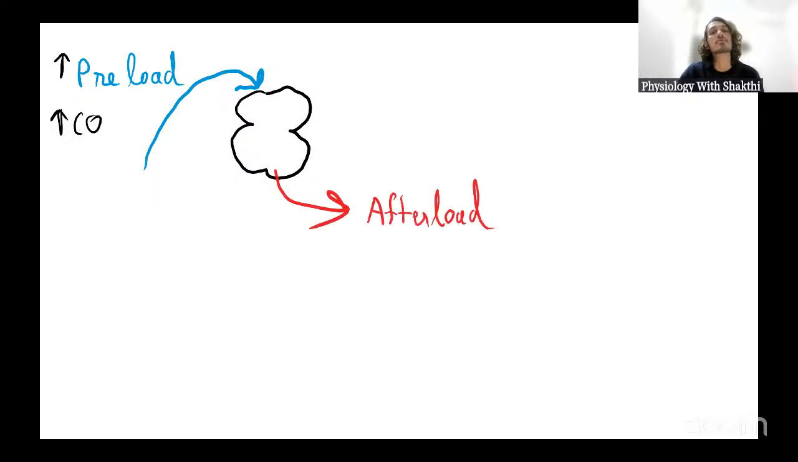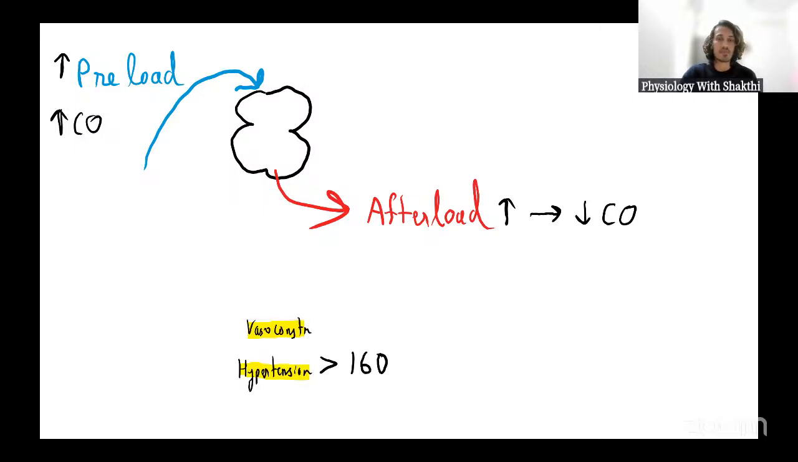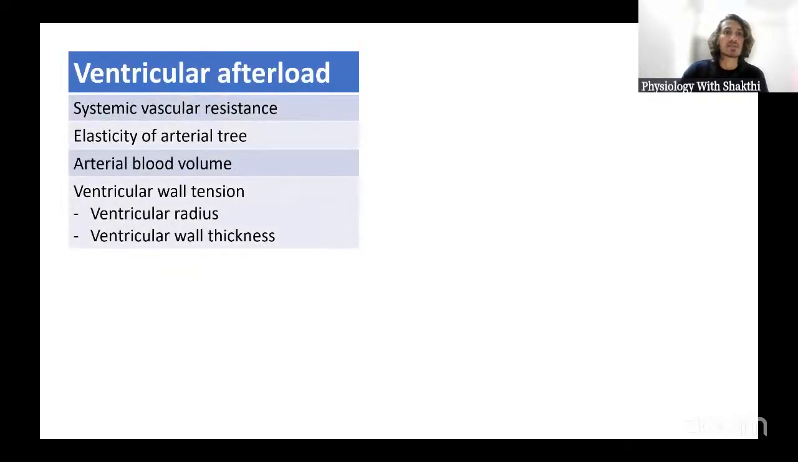Apart from preload, there is also afterload. When afterload increases, cardiac output decreases. That is the load against which your heart has to contract. Okay, so when there's hypertension outside, systemic vascular resistance is increasing, or something affecting the elasticity of the arterial tree, or a higher blood volume outside, all of this can increase the ventricular afterload.